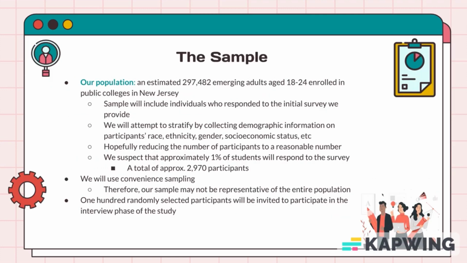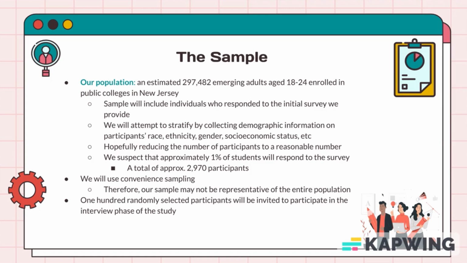Now let's move on to our sample. Our initial population will be approximately 297,482 emerging adults between the ages of 18 and 24 who are students in public colleges throughout New Jersey. The sample will be significantly smaller and it will include individuals who respond to the initial survey we provide. The sample may come out to approximately 2,970 participants, as we believe that around 1% of individuals will respond to the survey.